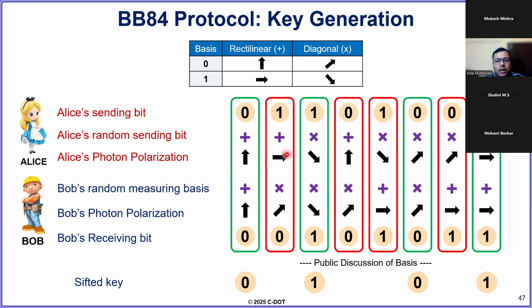So we cannot say with certainty what was actually sent. So this is an error, and we discard it. In those cases where there is a match, we get the shifted keys. So that's how the BB84 protocol works.